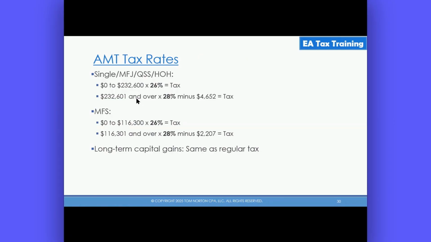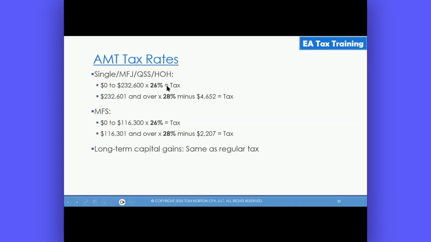And so now we will apply our AMT tax rates to that income. So you can see here for anyone other than married filing separately, these are the tax brackets. From 0 to $232,600, they pay 26%. If they have over $232,600, they pay 28%, minus this 4,652, which, just like other tax brackets, is adjusting for the fact that the first $232,600 is only taxed at 26%.